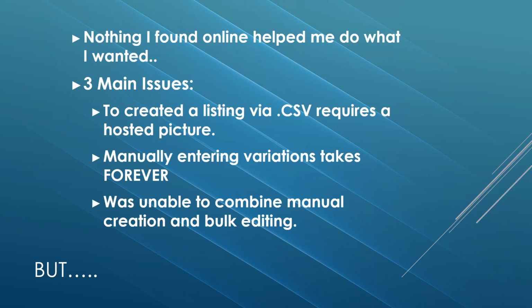On the other side of things, if you've ever manually created a variation listing, typing in the variations takes forever, and that's kind of the big issue there. It's why you don't want to go and have to create 600 manual variations. Now, I tried every which way to get it to work, but I was even unable to combine manual creation and then bulk editing via a CSV upload. I just couldn't get anything to work for me.